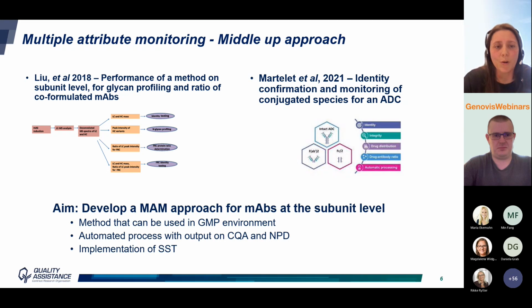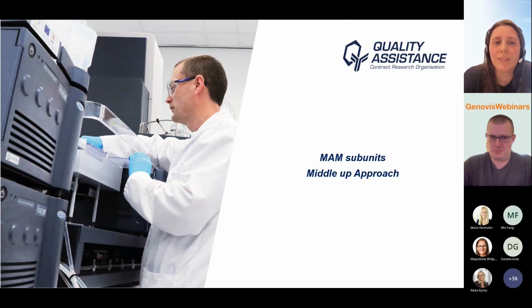So in our work, the aim was to develop a MAM approach for monoclonal antibody at the subunit level. So we want a method that can be used in GMP environments with an automated process with output on CQA and new peak detection and implement SSTs. So let's go to see the results obtained on this topic.